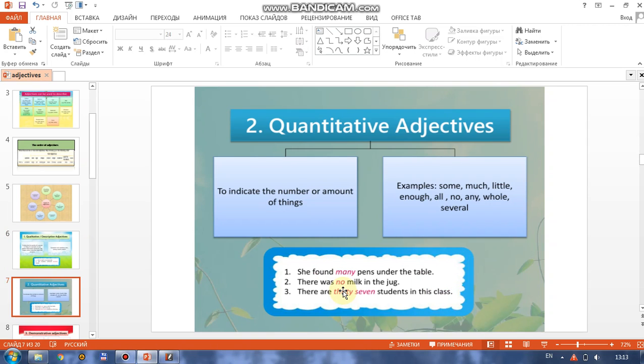Next, quantitative adjectives are used to indicate the number or amount of things, with the help of some, much, little, enough, all, no, any, whole, several. For example, she found many pens under the table. There was no milk in the jug. There are 37 students in this class. Many here is the number of pens. No here is the amount of milk. 37 here is the number of students.